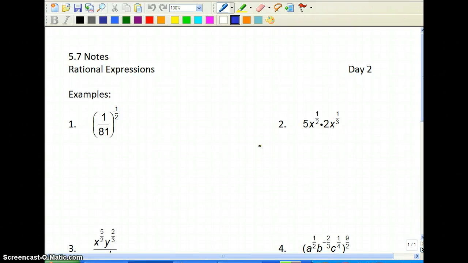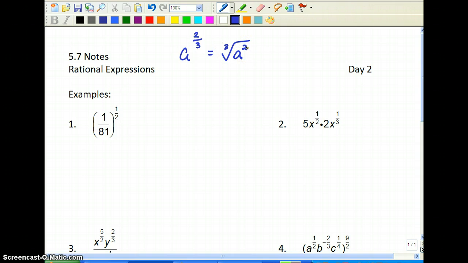Okay, today we won't really learn anything new in 5.7. We're just going to make the problems get a little bit more complicated. So what we want to remember from yesterday is that if we have a to the 2/3, that would be the cubed root of a squared. So the top number is the exponent and the bottom number is the root number. And then we have to simplify these.